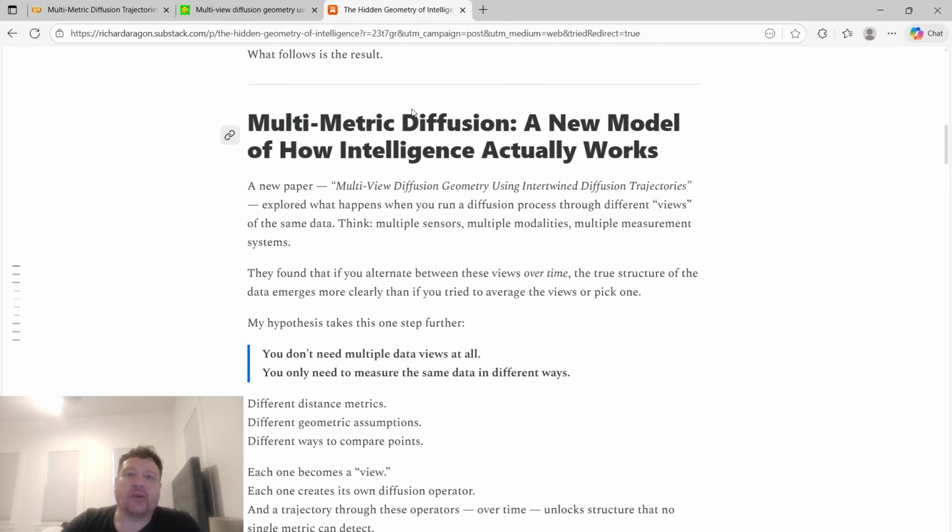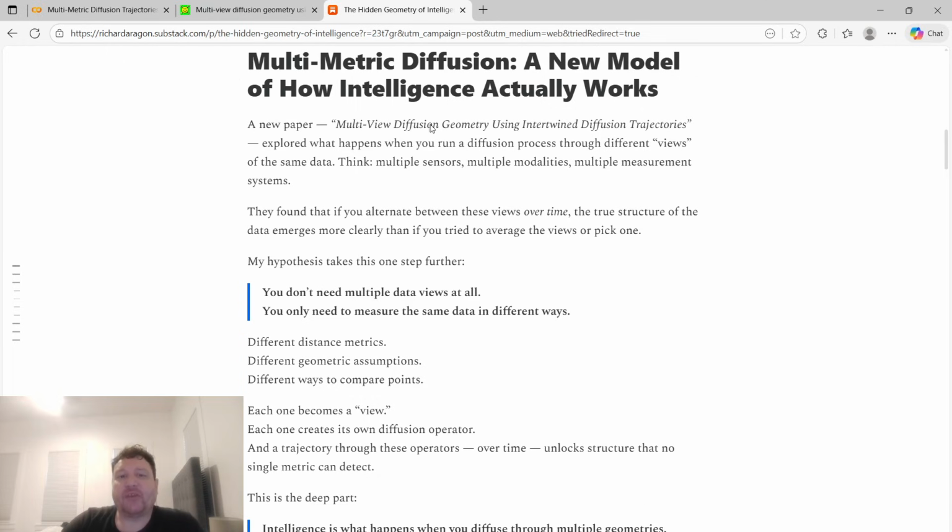Multimetric diffusion, a new model of how intelligence actually works. A new paper, the paper that we just discussed, "Multi-view diffusion geometry using intertwined diffusion trajectories," explored what happens when you run a diffusion process through different views of the same data. Think multiple sensors, multiple modalities, and multiple measurement systems. They found that if you alternate between these views over time, the true structure of the data emerges more clearly than if you try to average the views or just pick one of the views.